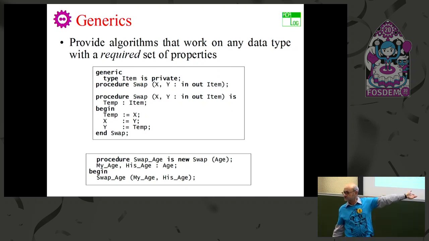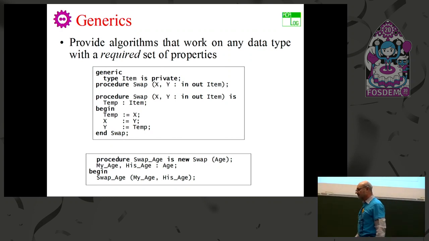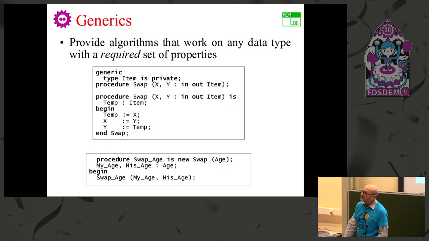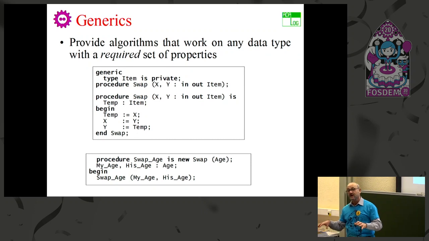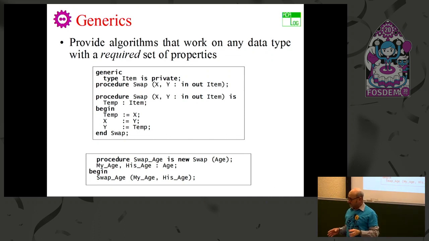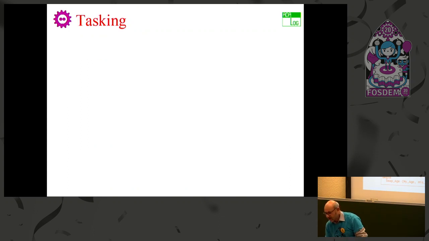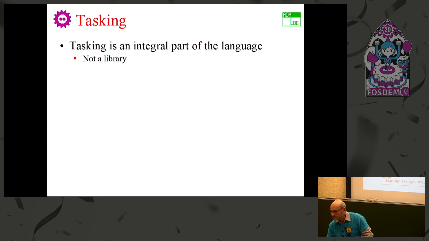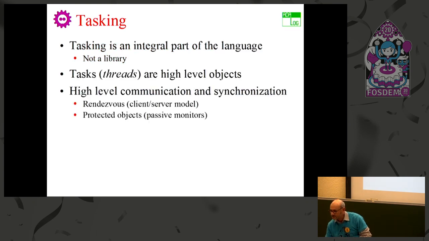You can ask the compiler to build a procedure swap_Edge by taking that generic swap and replacing everywhere Item by Edge. But there is a major difference between Ada generics and C++ templates, in that generics are compiled and checked. Provided that the type or any other thing that you provide matches the requirements, then the instantiation is always correct. You don't check at compile time if it's correct, it works.